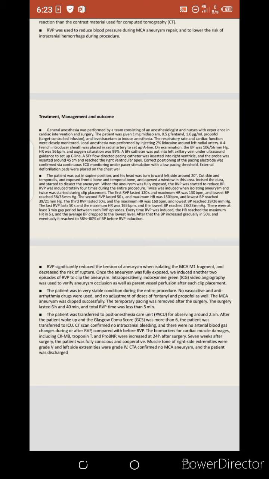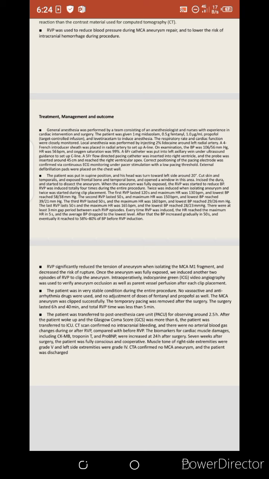The second RVP lasted 50 seconds and the maximum HR was 150 BPM. The lowest BP reached 39 by 21 mmHg. And the third RVP lasted 50 seconds and the maximum HR was 160 and the lowest BP reached 29 by 26 mmHg. There was at least a 3 minute gap between each RVP episode.